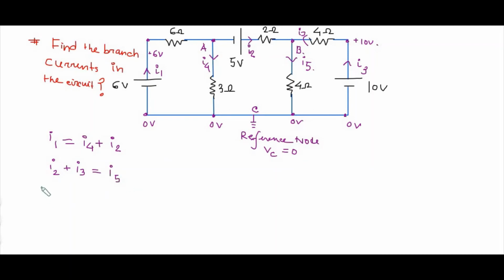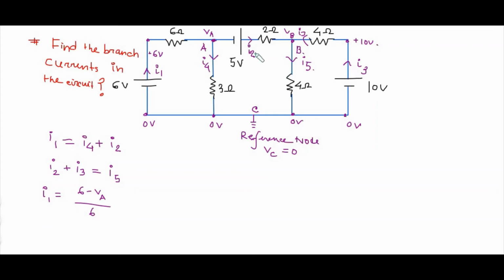Now to define this I1, which is produced by this 6 volt, with the 6 ohm resistance in between the A node and this 6 volt. Let's say the node at point A we define as VA, and the node potential at point B will be VB. So I1 can be written, according to Ohm's law, as the potential difference, 6 minus VA, upon the net resistance, here the 6 ohm.